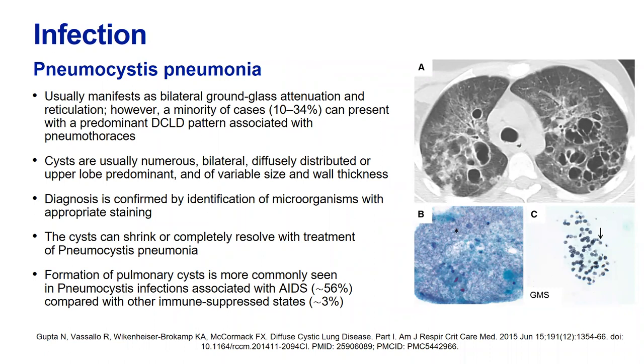Infection. The biggest one that I think we all probably have seen is PCP. Usually they have bilateral ground glass opacities and areas of reticulation, but there is a percentage of these patients that can present with pneumothorax and cystic lung disease. In this case, the cysts are generally bilateral, diffusely distributed, and tend to be more upper zone predominant. The cysts themselves can have variable size and wall thickness. For your diagnosis, you're going to identify the fungal organism. These are images from a BAL, and when you stain with GMS, you can actually see the fungal organism. That's how you make your diagnosis.